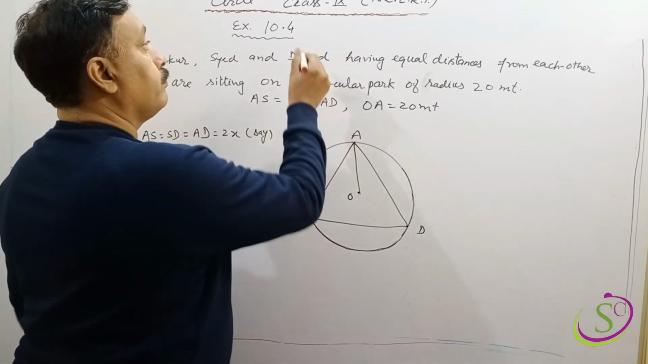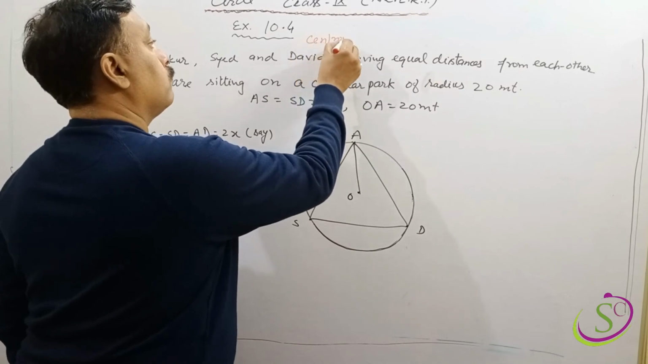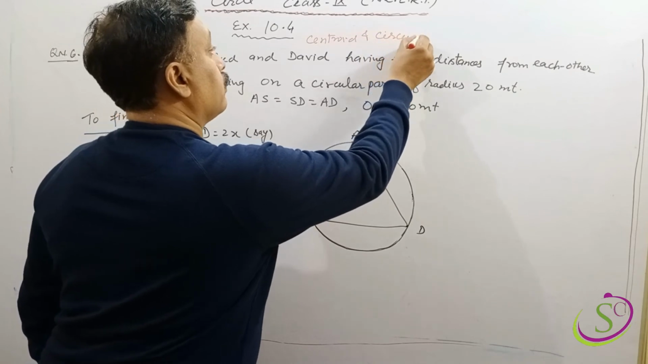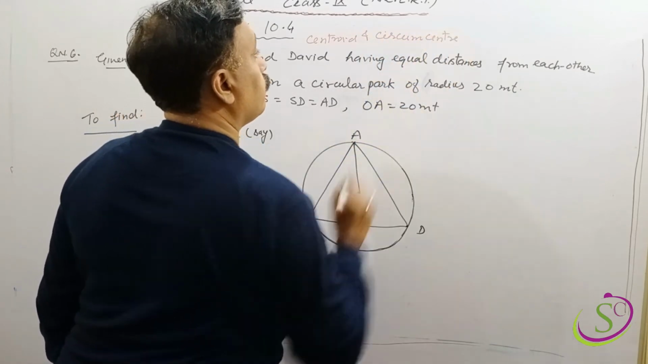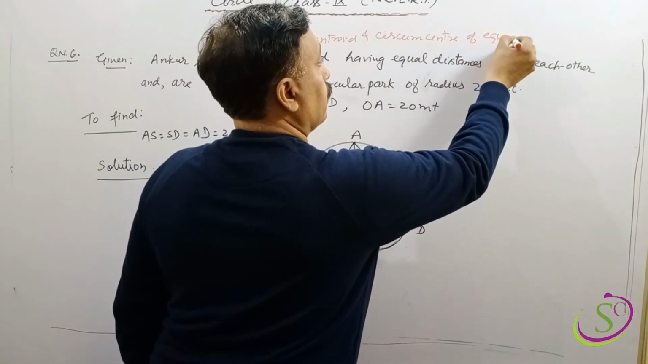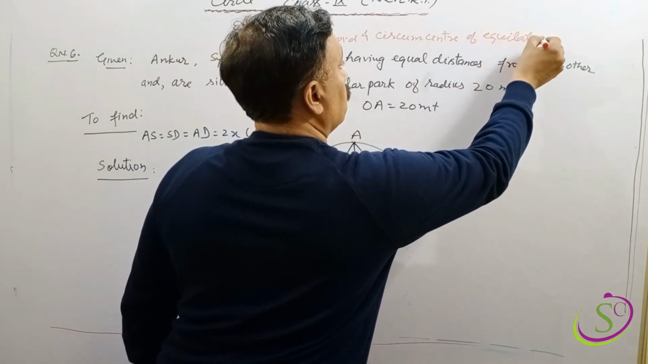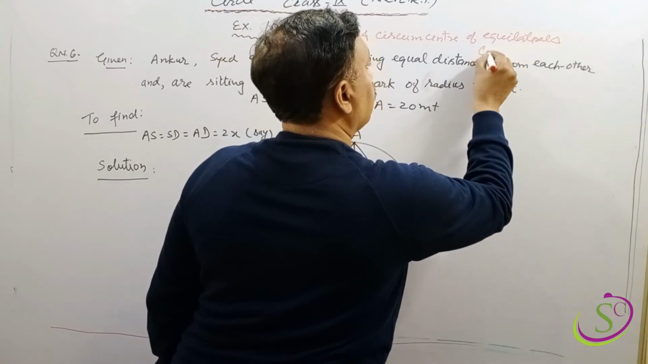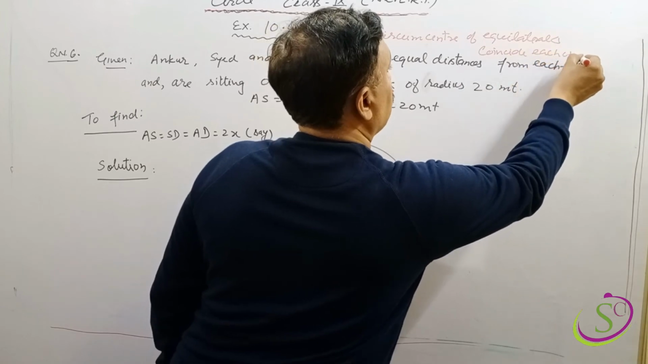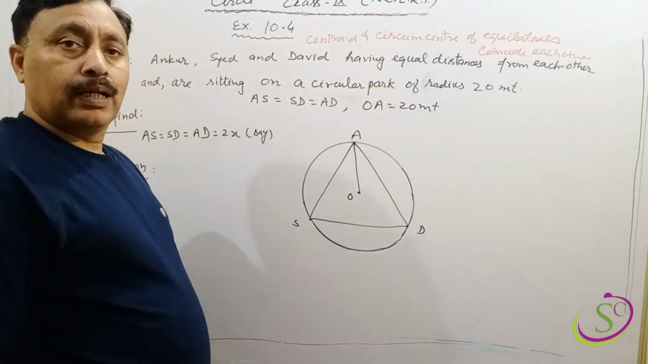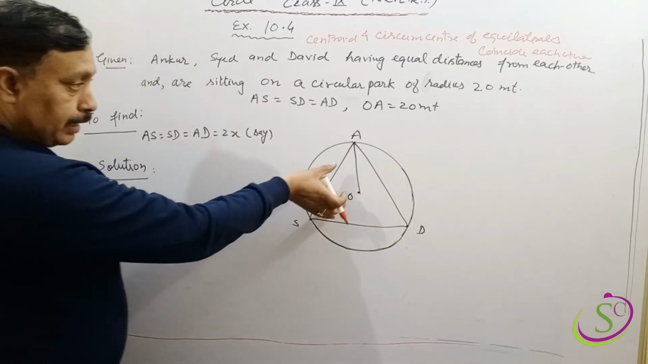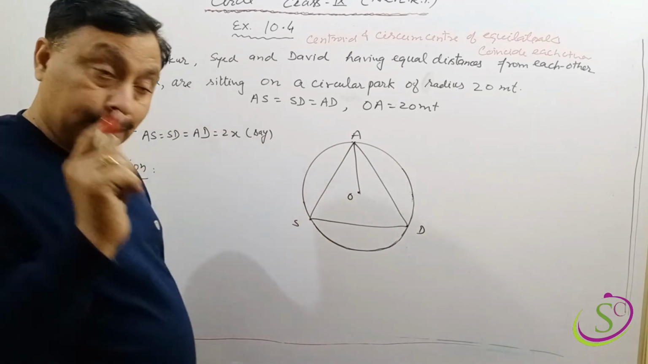Centroid and circumcenter of an equilateral triangle coincide with each other. Okay? And one more thing we are writing here, that the centroid divides the median.